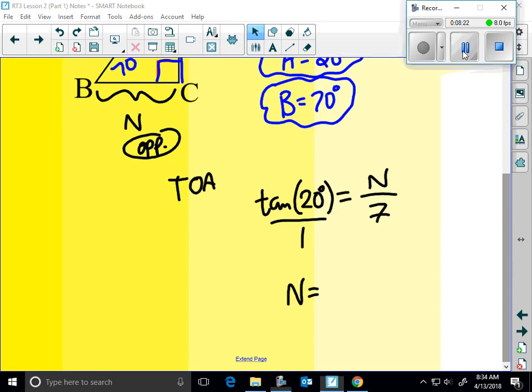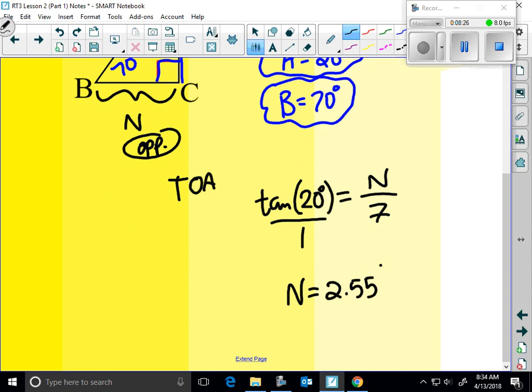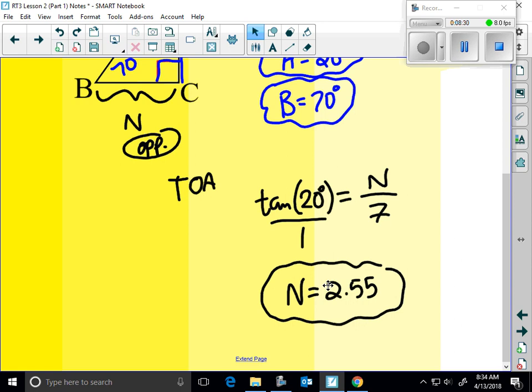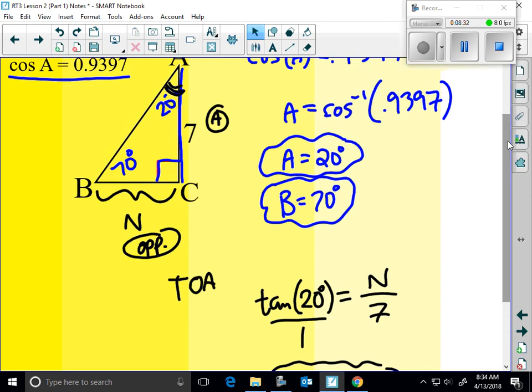7 times the tangent of 20. Are you getting 2.55? Okay, cool. So I got 2.55. That gives me a little bit more information. We're going to erase this and just place that 2.55 there. What are my options for finding the hypotenuse? Let's call it C. I could use one of two things, either right triangle trig or the Pythagorean theorem.